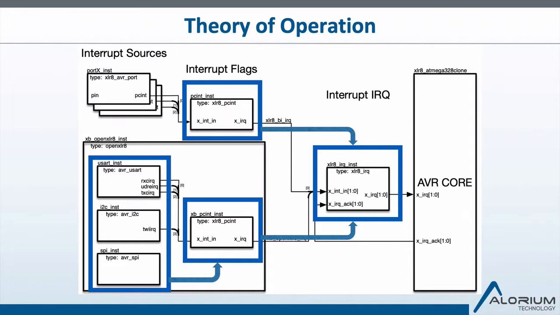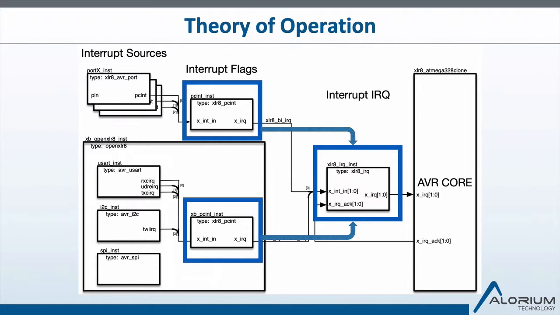At this point, software is in the interrupt service routine. It will first inspect the flag registers in the PCInt modules to determine what was the source of that interrupt. It will then take whatever action is necessary to handle that interrupt and clear the bits. At this point, the interrupt sources are now gone.